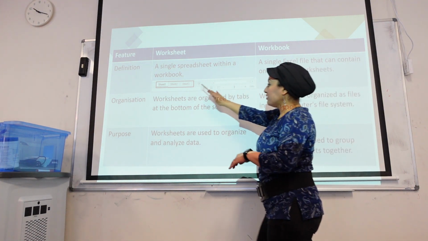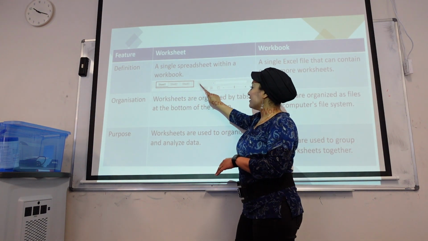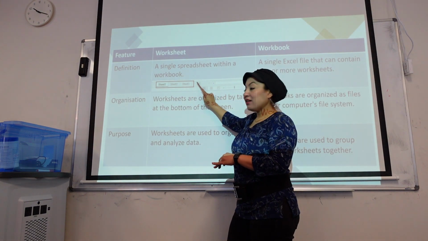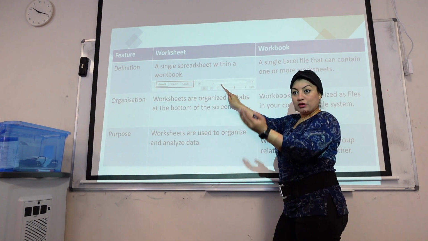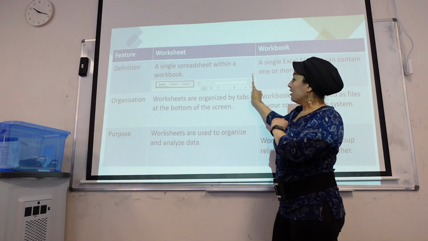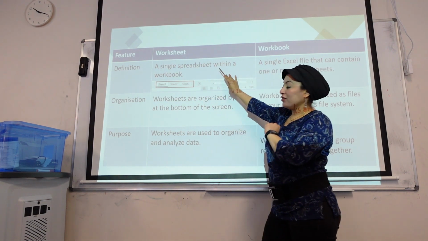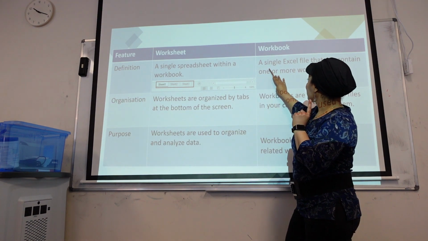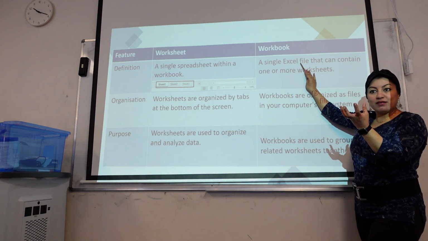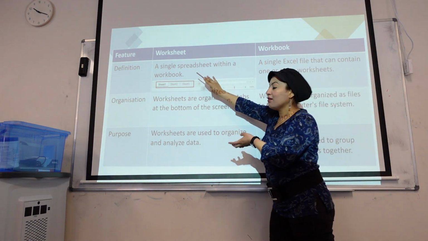So this is a worksheet. You have so many sheets and you can always add, okay? And if you add so many, you can have the scroller here to come back and forth from the sheets. So it's a single spreadsheet, just one spreadsheet. Whereas the workbook is the single Excel file itself, the file that contains that one.